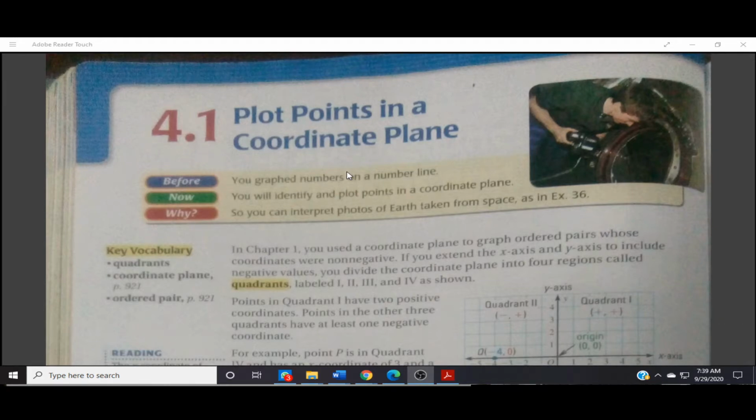We're going to be talking about plotting points in the coordinate plane. Some crucial information: you want to know what quadrants are. Quad, meaning four, tells us that there's going to be four areas. A quadrant is an area. In the coordinate plane, the areas are divided by two lines: our x-axis, which is horizontal, left to right, and our y-axis, which is up and down.